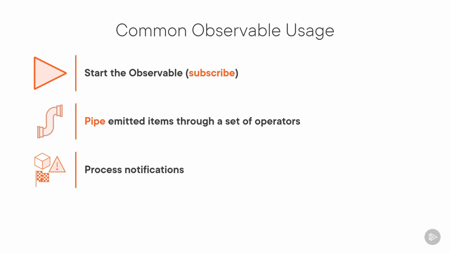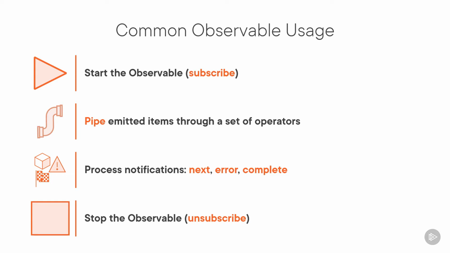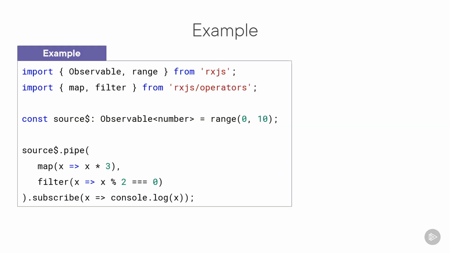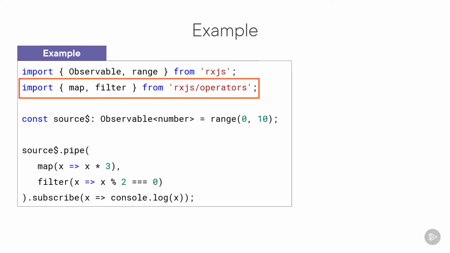Recall the 3 notifications that an observable emits? Next, error and complete. And lastly, we stop the observable by unsubscribing. Here is some sample code to help solidify these concepts. RxJS has 2 primary packages we use to import functionality. Observable and methods we can use to create observables can be found in the RxJS package. We import the operators from RxJS operators.